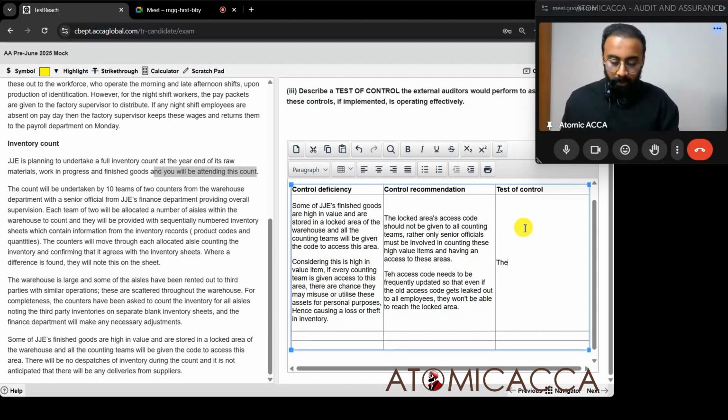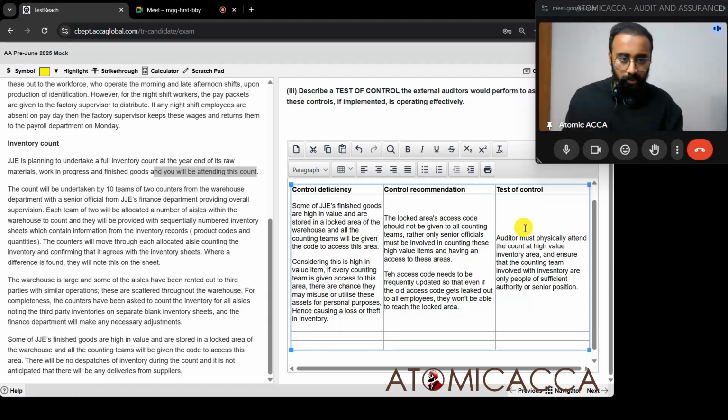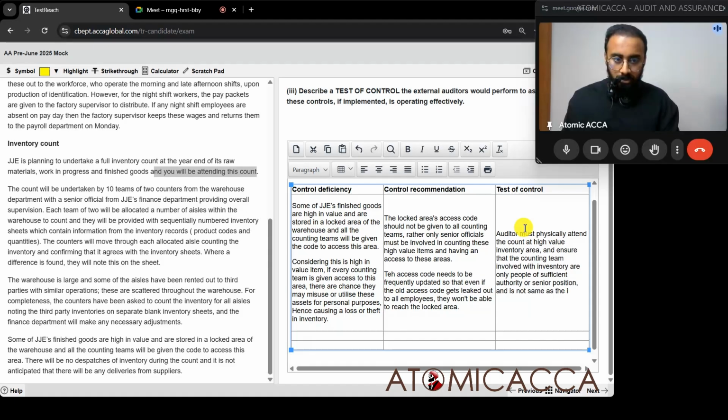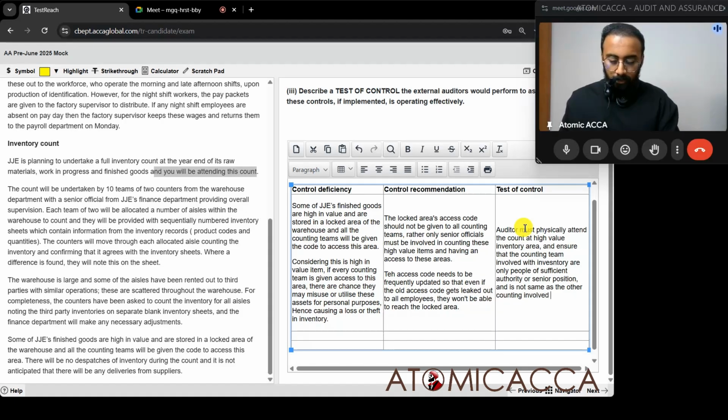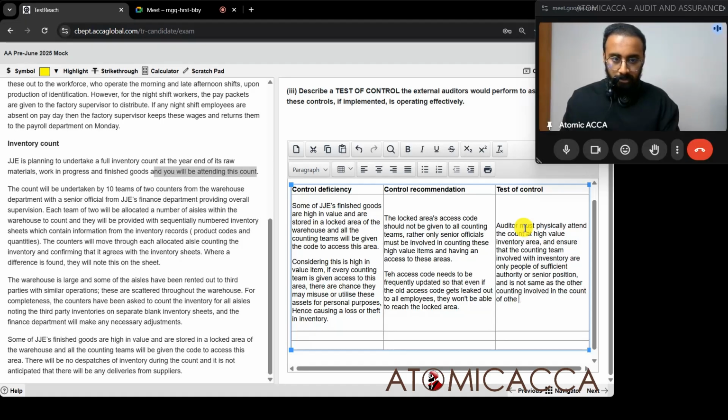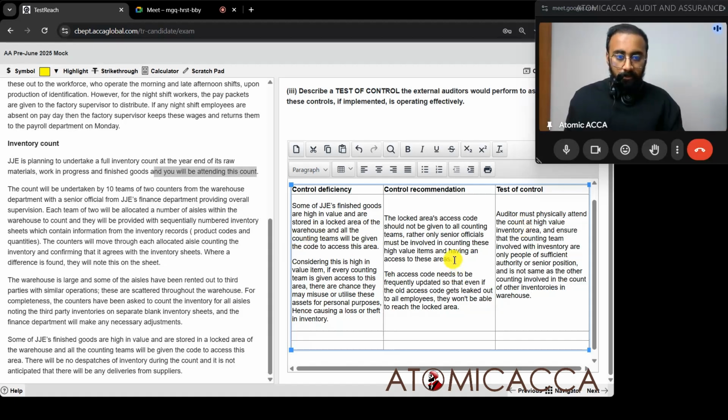So the auditor must physically attend the count at the high value inventory area and ensure that the counting team involved with this inventory are only people of sufficient authority or senior position, and is not the same as the counting team involved in the count of other inventories in the warehouse.